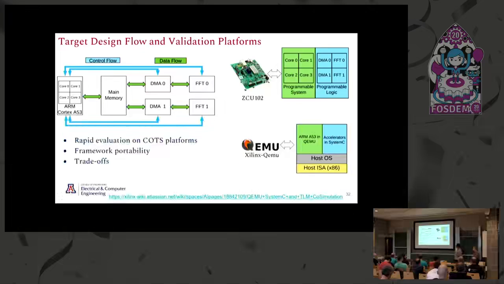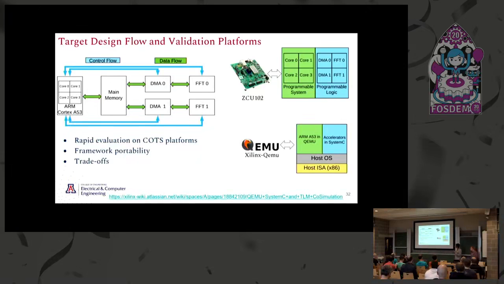This is basically provided by Xilinx, and what it does is emulate an ARMv8 ISA on top of the x86 ISA. It runs as an independent process in the host operating system. And we implement our accelerators and IPs in SystemC, which also run as an independent process in the host operating system. These two processes communicate with each other using inter-process communication.